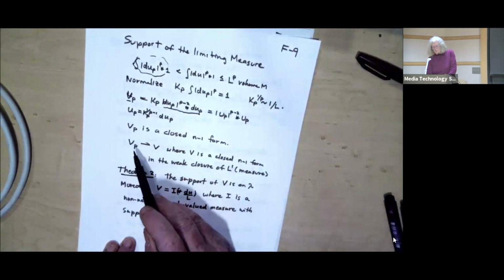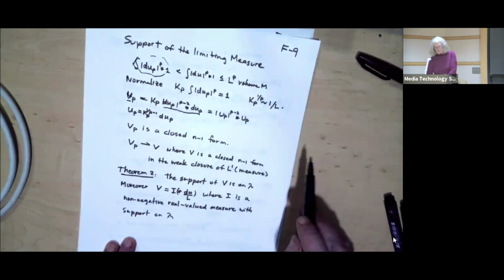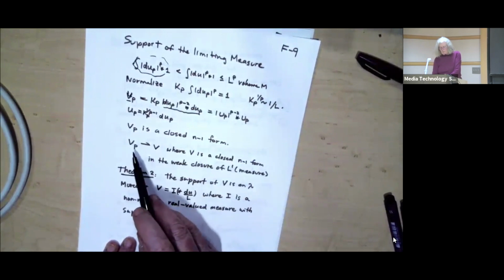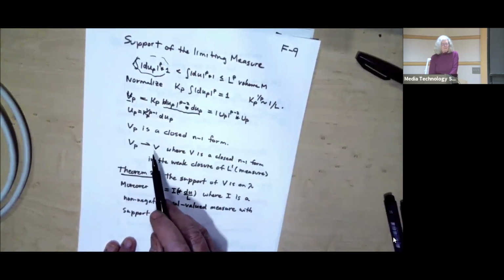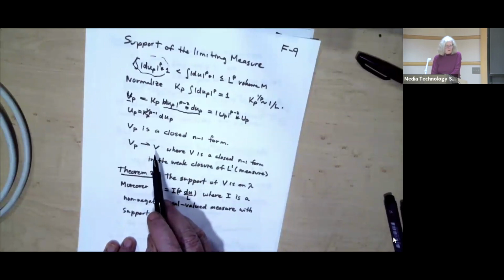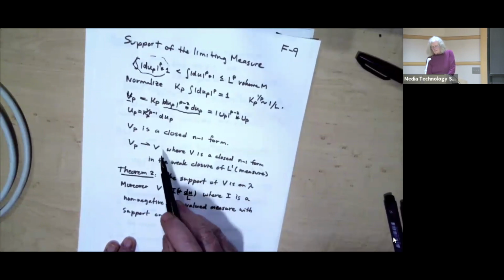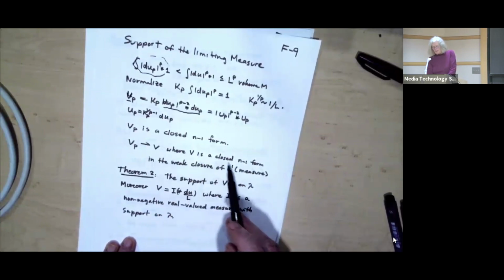Now there's a bound on the L1 norm on it. You can just do a quick calculation and you'll see there's a bound on the L1 norm. We can actually take the weak limits. And of course, the weak closure of L1 consists of measures. So the objects we get when we take the weak closure are closed n-1 forms.